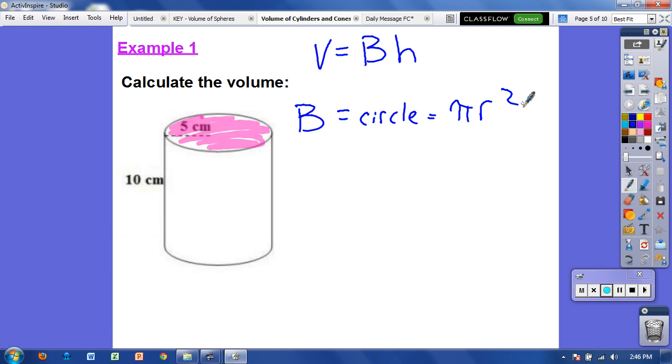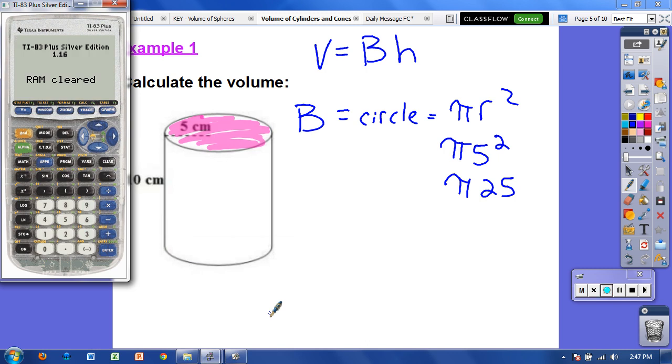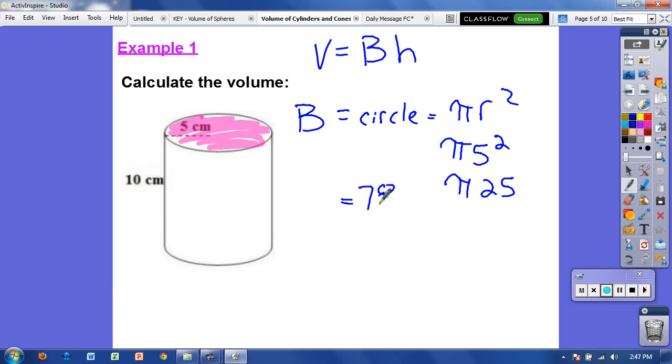Okay, and so if I'm going to use pi r squared because I need to get the area of this base, well, I have pi. My radius is 5, so pi times 5 squared, which is pi times 25. We're going to use 3.14 for pi, which is 78.5. So capital B equals 78.5. Then we find the height. The height is the distance that goes from one base to the other. This other base on this cylinder would be the other circle down here. So 10 is your height.